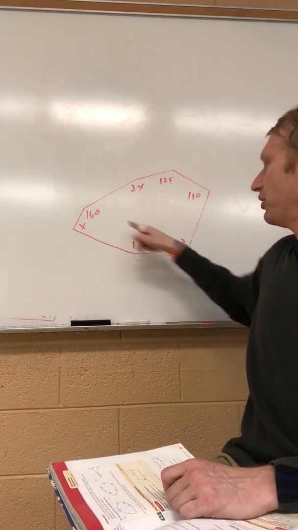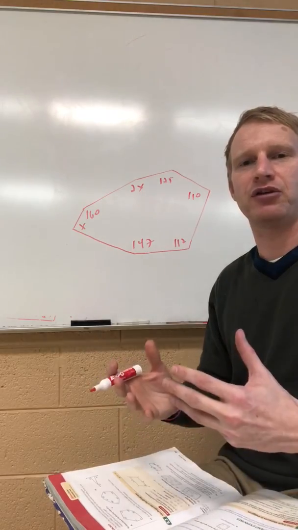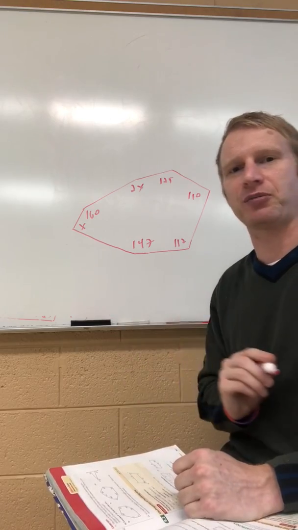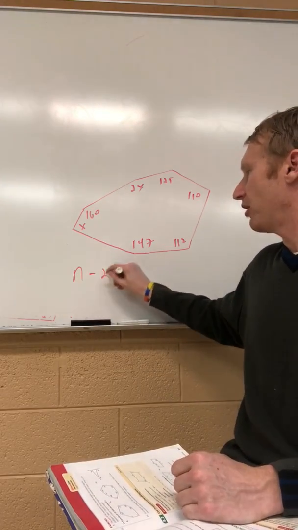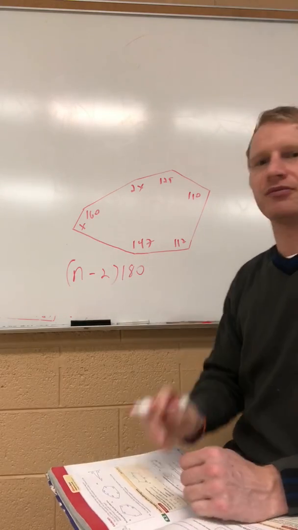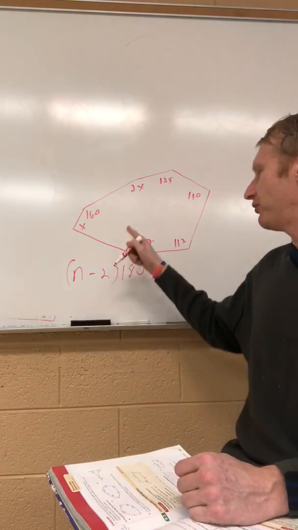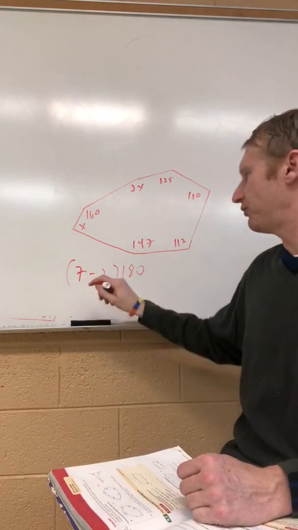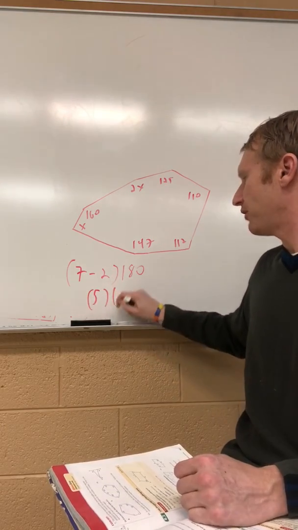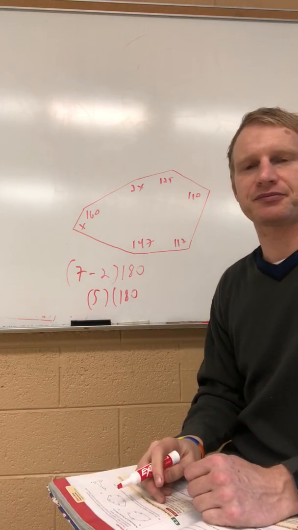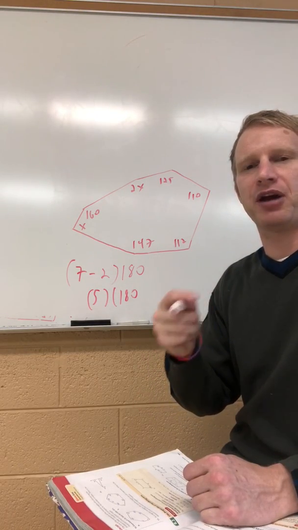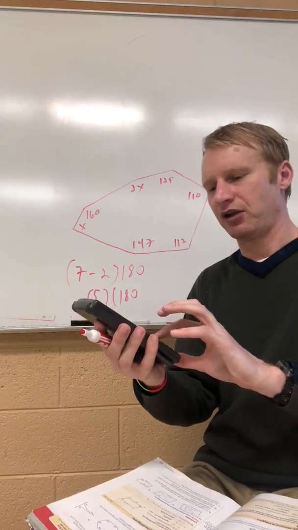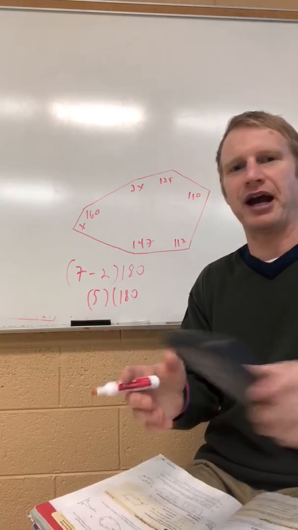Well, what do all these angles have to add up to? We have to determine how many degrees all the interior angles inside the polygon add up to, and we use a special formula for that: n minus 2 times 180. We have 7 sides, so 7 goes in for n. 7 minus 2 is 5, 5 times 180. I can just punch that in on my calculator. Total of 900 degrees.